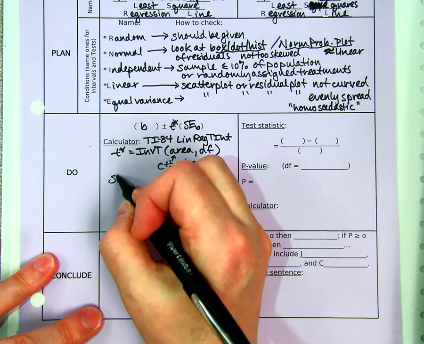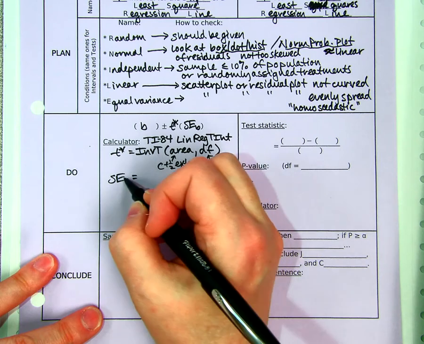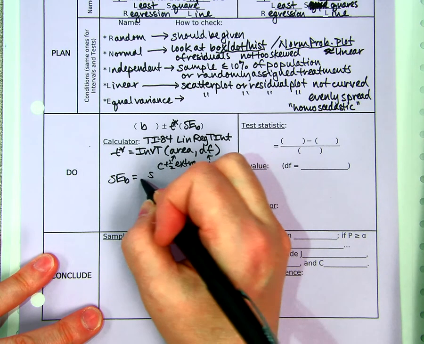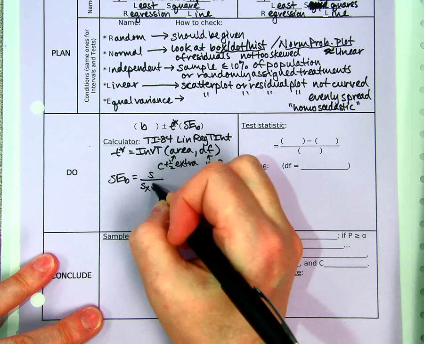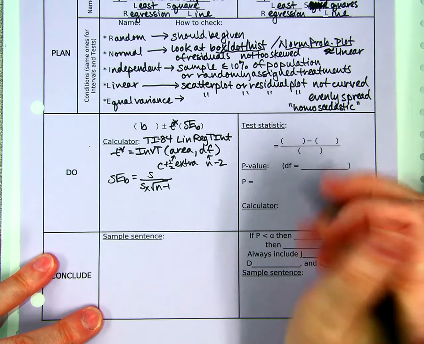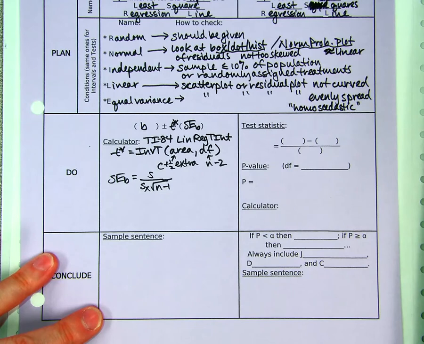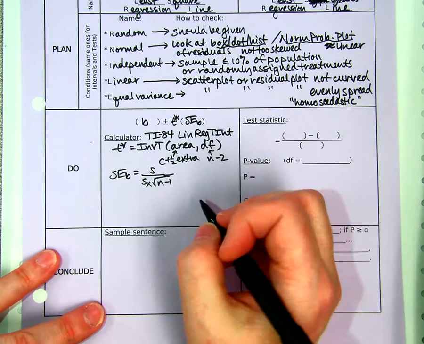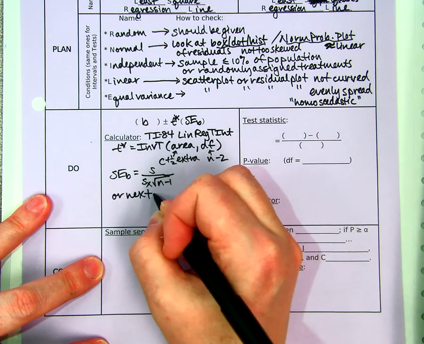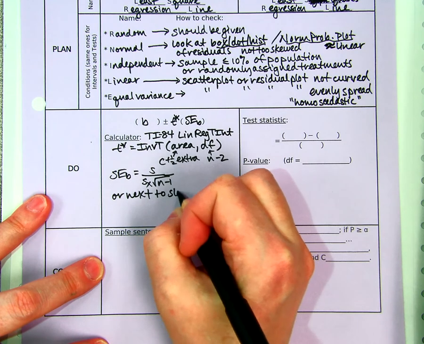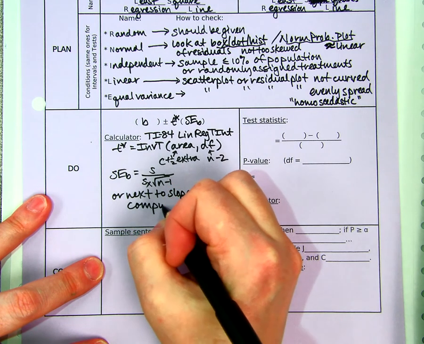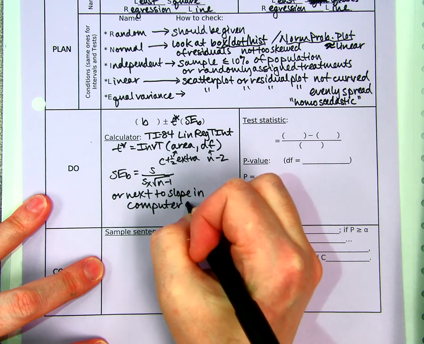SEb, I'll put the formula for it, but I'm not going to make you use the formula on this quiz. If you need the formula, here it is. I pretty much have hardly ever used this formula, honestly. I know it because it's interesting, but I never need it. Or you find it next to the slope in the computer output. That is more likely to happen, actually.